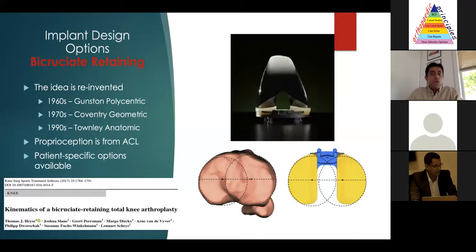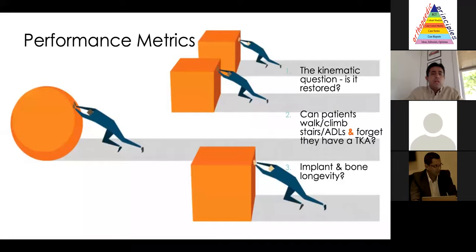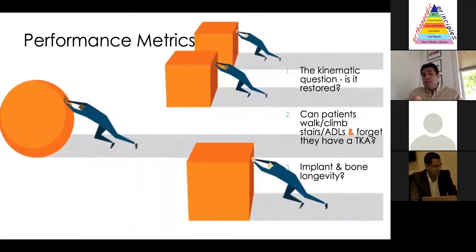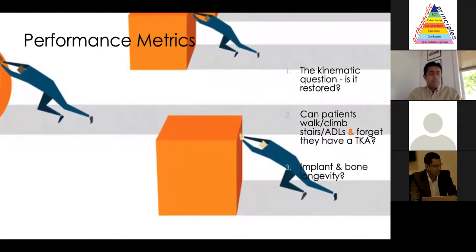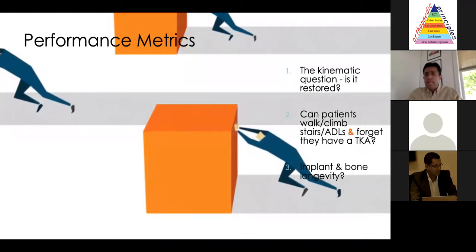So what I thought was, how do you assess whether kinematics, in terms of alignment or implants, perform? How do we assess performance metrics? Number one, is the natural kinematics of the knee restored? So are you giving patients a natural knee? That's the question. Number two, if you're giving them a natural knee or a natural feeling knee, can patients function better?